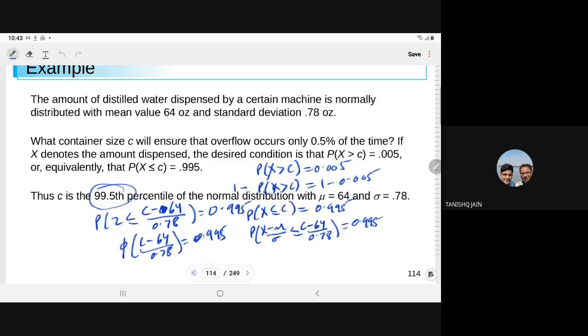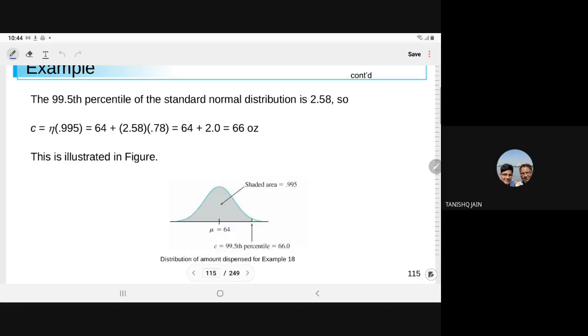Its value will come 2.58. So here, (C minus 64) upon 0.78 will be 2.58. So here the C will come 64 plus 2.58 into 0.78. So that will be the required value.